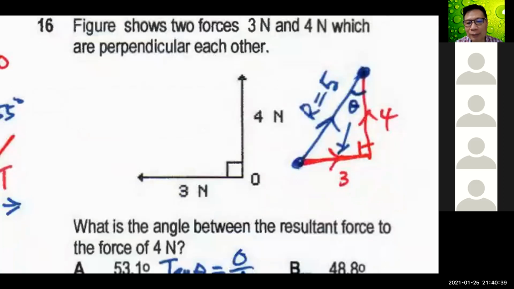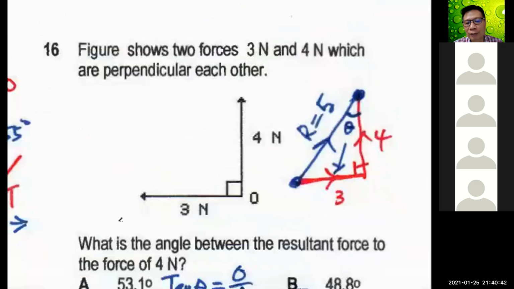First, this diagram you all must understand, what is the angle between the resultant force? This one is the resultant force, not forces in equilibrium, not one direction, no. So 3 followed by 4, the resultant force is from the starting point connected to the ending point. So the direction is here. By Pythagoras theorem, 3, 4, 5. So it must be 5 now. But the question asks for the angle. The angle between the resultant force and the force of 4 Newton means this angle.